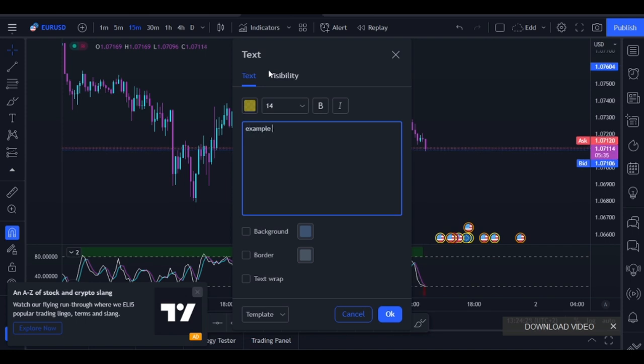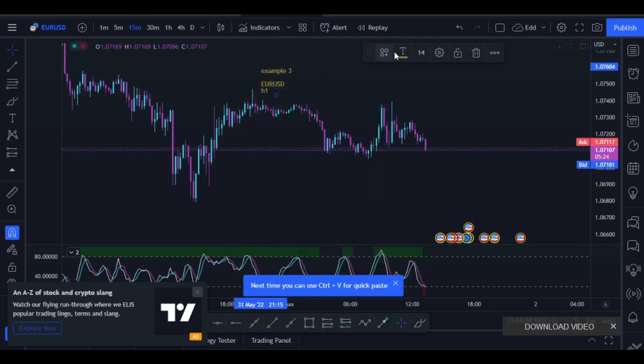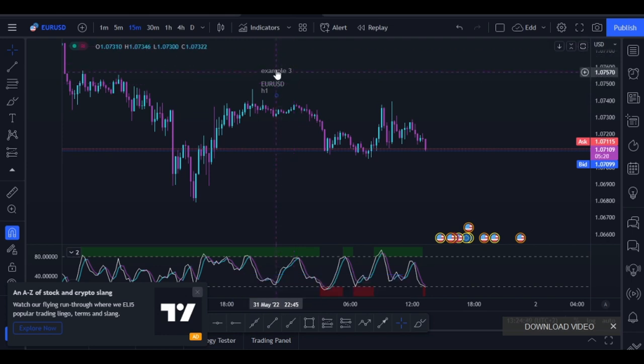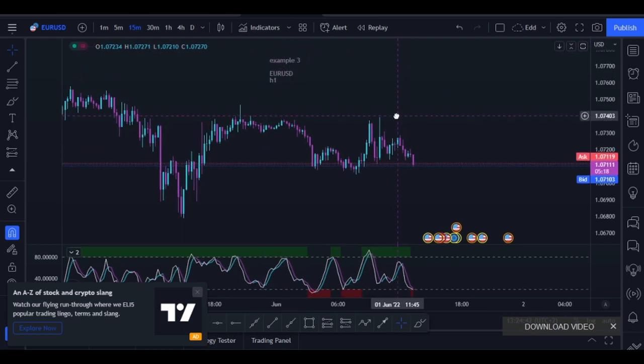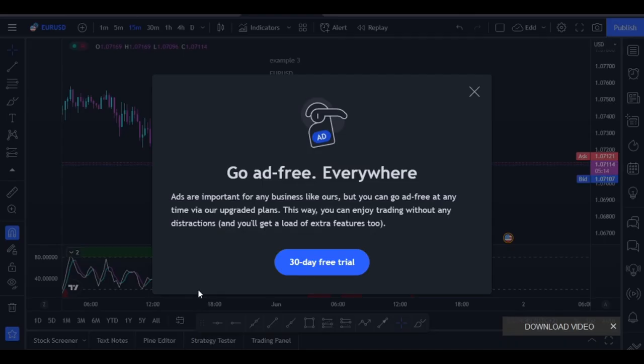Example 3. Euro USD 1 hour. Let's make this like grayish. Okay. Alright. Now, get this out of the way. Ugh, I hate these ads.